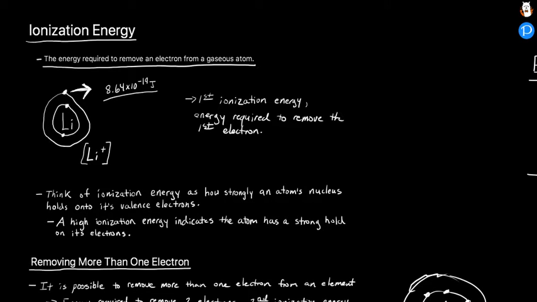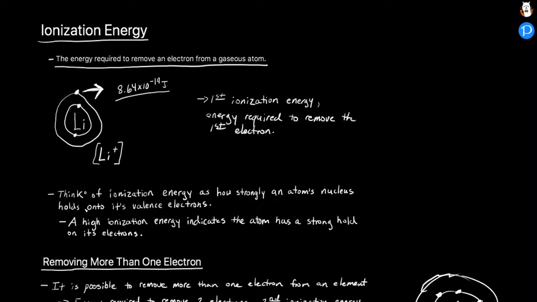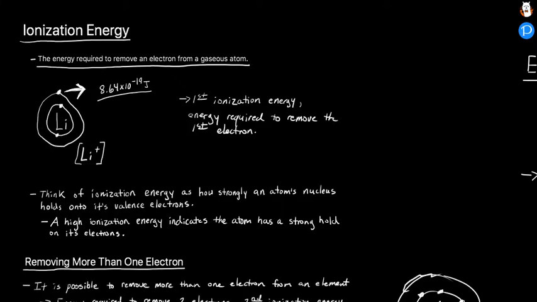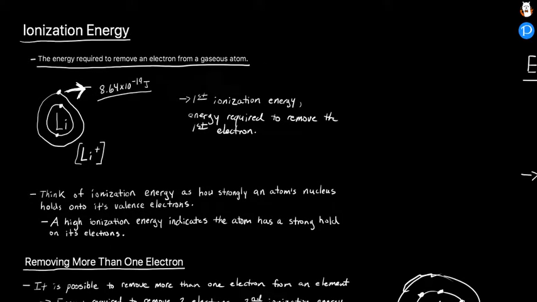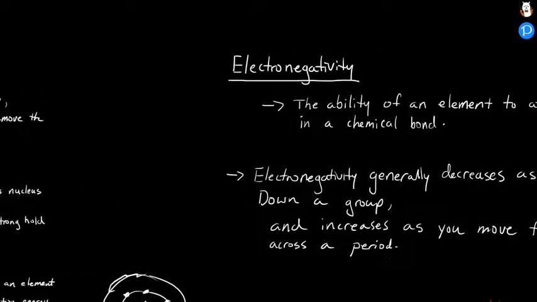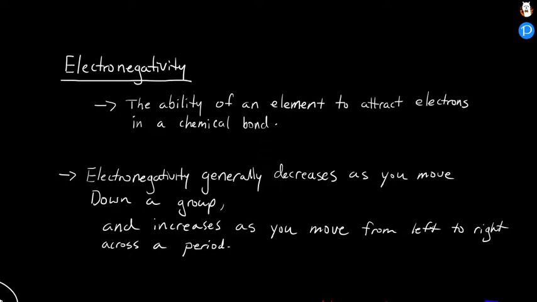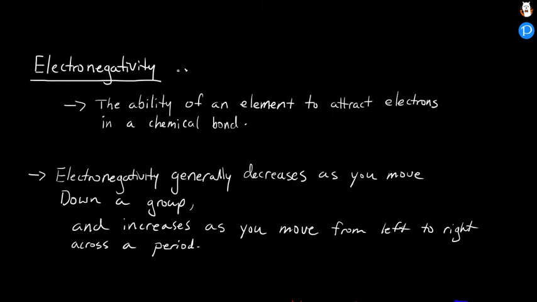Now, what we're going to talk about today is in relation to this. The way these electrons get removed is by other elements essentially. So if lithium comes into contact with something that has a really strong pull, it will be able to pull that electron away. And that's what electronegativity is looking at. It's really kind of like the opposite of ionization energy. It's the ability of an element to attract electrons in a chemical bond.